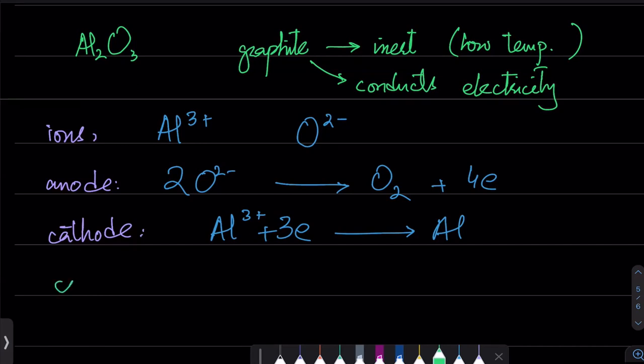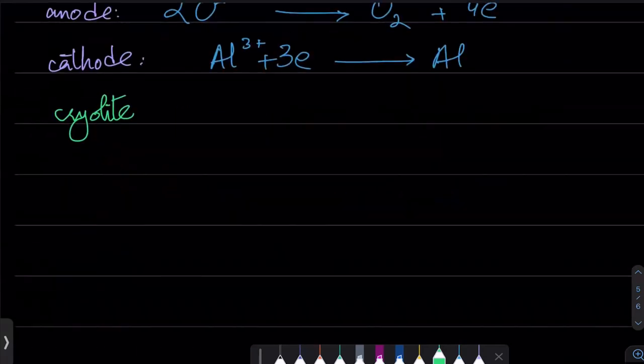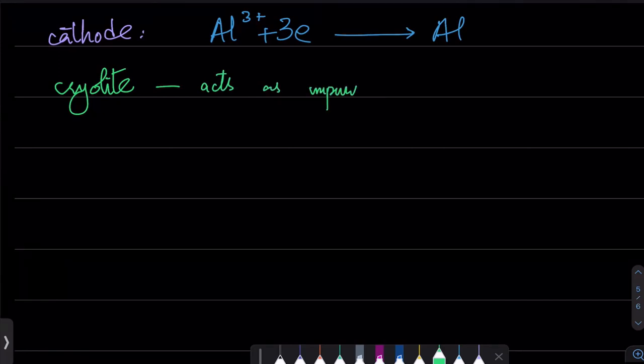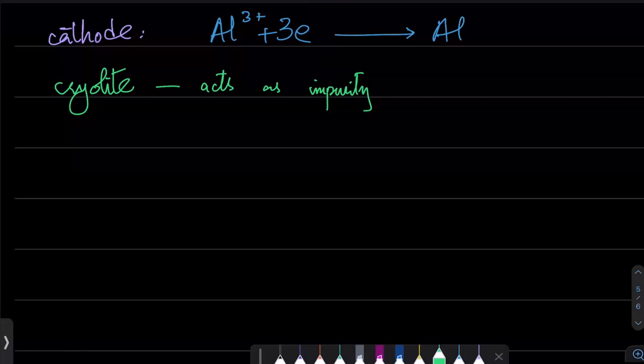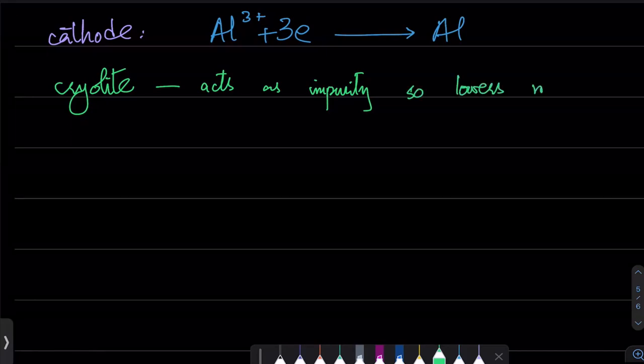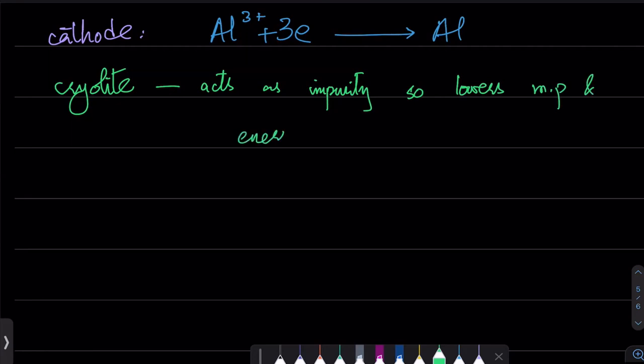We use something called cryolite. Cryolite has two advantages. Number one, cryolite acts as an impurity. And what do impurities do to the melting point? They lower the melting point. Shabash. So impurities will lower the melting point, and because of that I can comfortably lower the melting point and energy cost, because now I don't need to reach such a high temperature.